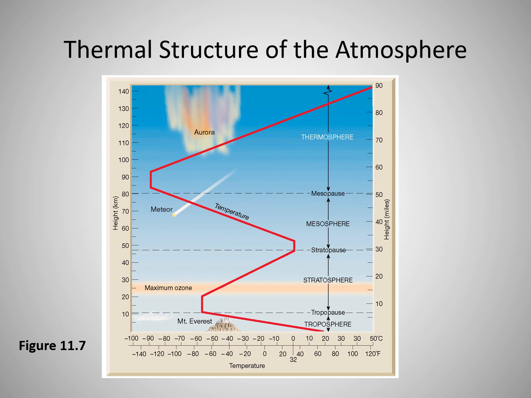Here is a graph of the thermal structure of the atmosphere. Okay, you don't need to worry about this other than what happens in the troposphere. So let's look down there at the bottom where you have Mount Everest. So temperature decreases with an increase in altitude in the troposphere. And also air pressure, again, remember, decreases with an increase in altitude in the troposphere.